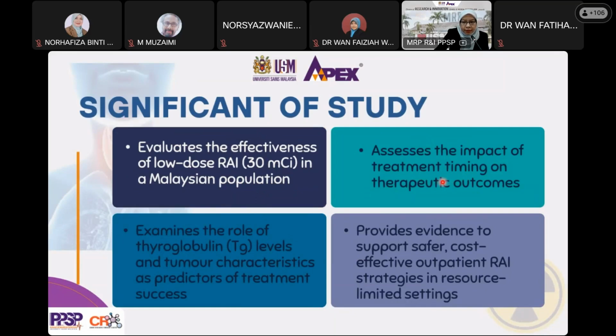This study is relevant to our center as we have limited resources. We have limited beds. We only have 2 rooms with 2 beds, and most of our patients have financial issues, because of the cost: the higher the dose, the higher the cost.